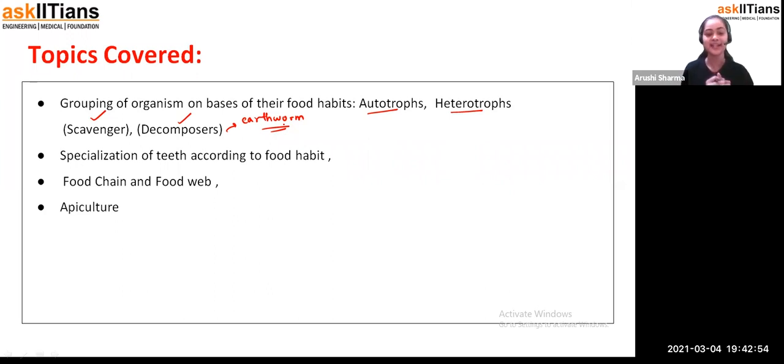So now students, we are going to see these topics here, and then we'll see the specialization of teeth according to food habit. We'll discuss how the teeth are specialized. Don't worry, you'll come to know about that in this session only. Then we are going to see the food chain and the food web. Then we'll see apiculture. So these are the topics, students, which we are going to cover in today's session.